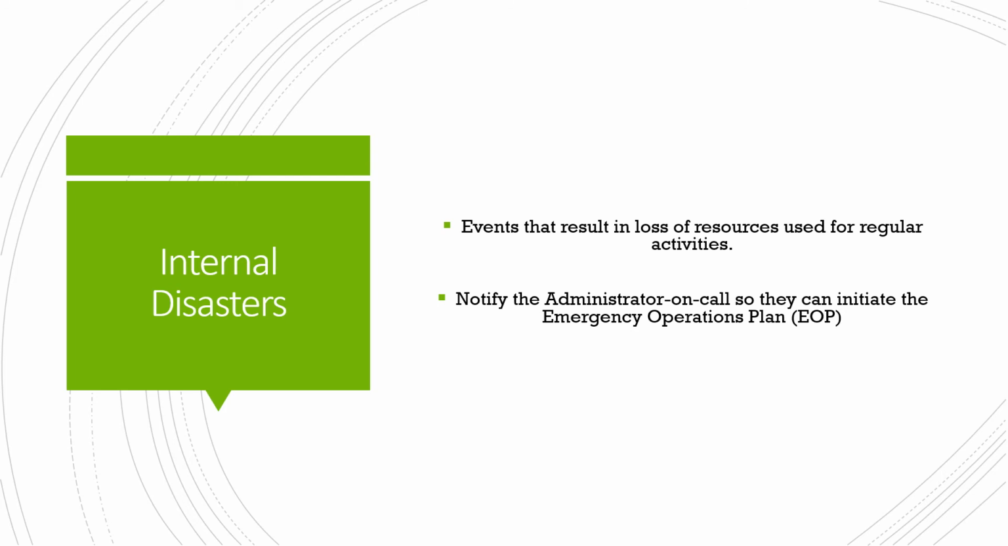Internal disasters are the events that result in loss of resources used for regular activities. So if there's an internal disaster within the hospital, let's say a water main breaks so they have no water, the main thing is you call the administrator, and they can initiate the emergency operations plan. Every hospital is required by JCAHO to have an emergency operations plan so that they can snap into action.